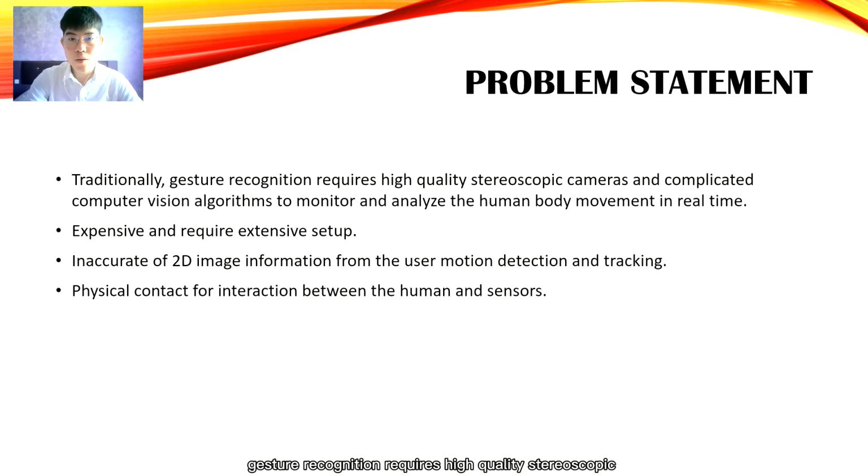Traditionally, gesture recognition requires high-quality stereoscopic cameras and complicated computer vision to monitor and analyze the human body movement in real time. Therefore, the cost of system development for the various applications always turns out to be extensive and requires extensive setup. Certain limitations of 2D image gesture detection include inconsistent and inaccurate depth data from user detection and security tracking. Besides, most of the motion sensors must be attached to the human body for motion tracking, and it may cause an uncomfortable experience for the user.